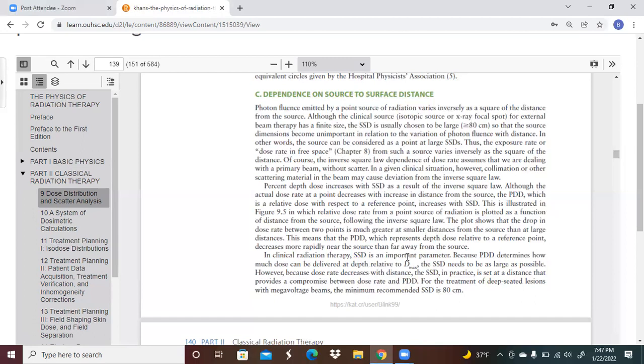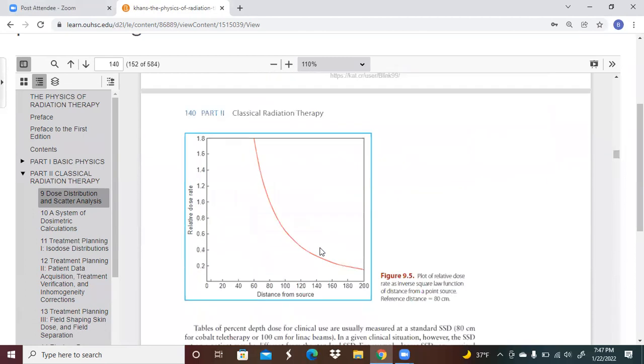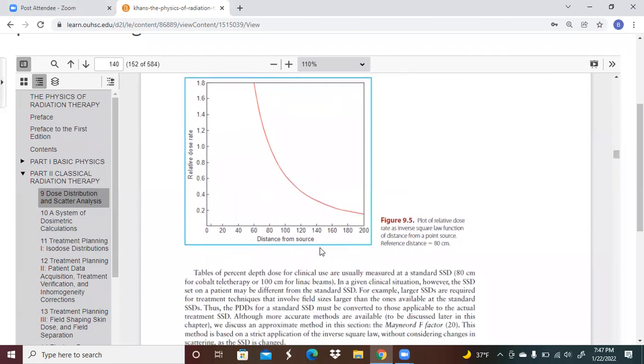So in clinical radiation therapy, this is obviously an important parameter, because PDD determines how much dose can be delivered at depth relative to D max. It needs to be as large as possible. But since the dose rate decreases with distance, the SSD in practice is set at a distance that provides a compromise between the dose rate and the PDD. That's why it's generally set where it is.